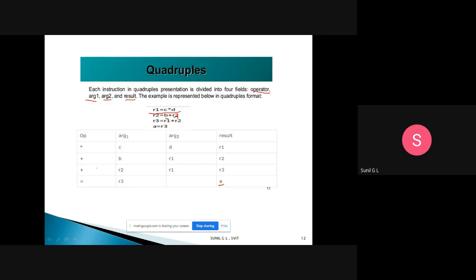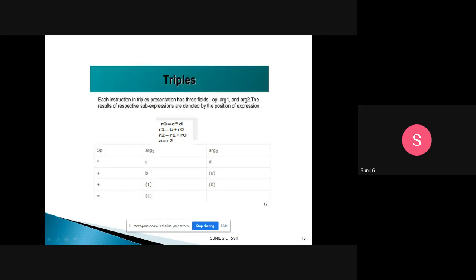Now come to triples. Quadruples have 4 fields, while triples have 3 fields: operator, argument 1, and argument 2. So how will we represent the same expression in triples? The result of the respective expressions is denoted by the position of the expression.